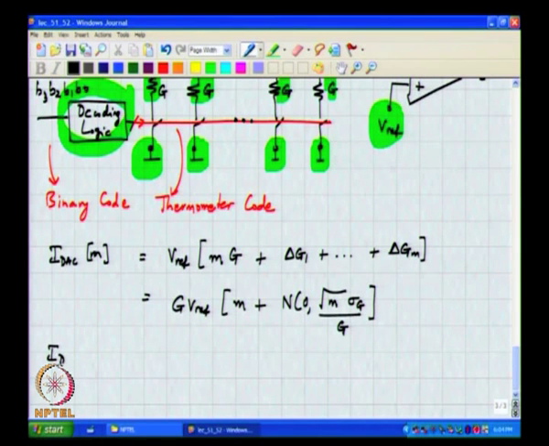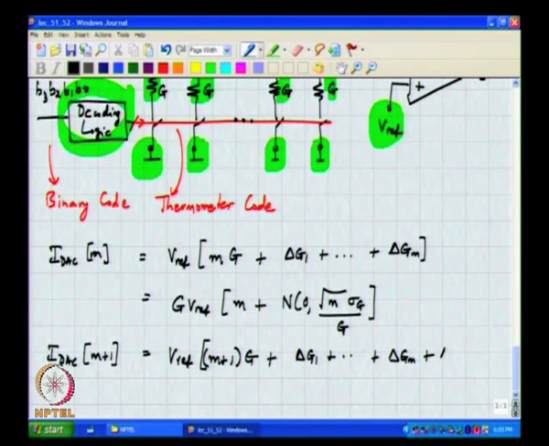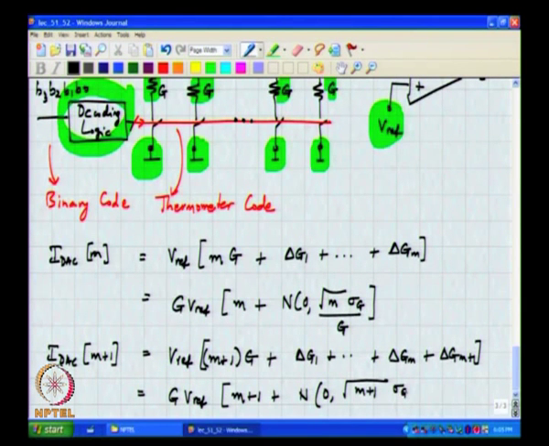Now, when the code is increased by 1, this becomes Vref times M plus 1 times G plus delta G1 and so on plus delta G M plus delta G M plus 1, which is G times Vref times M plus 1 plus N(0, square root of M plus 1 times sigma G by G).